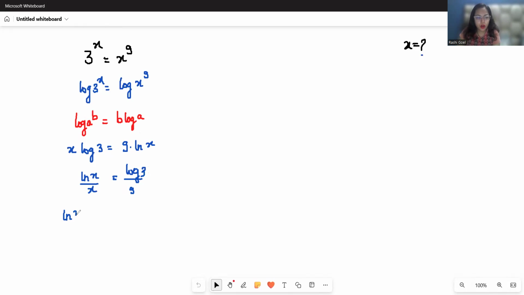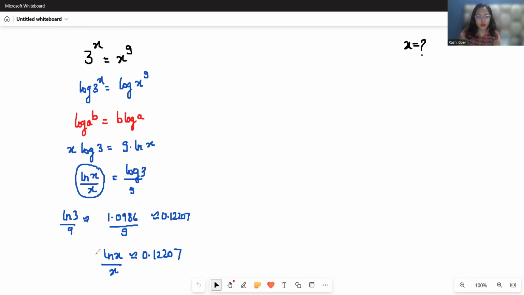Now if we compute log 3 by 9, it is approximately 1.0986 by 9. That is 0.12207. So we need to understand that log x by x must be equal to approximately 0.12207. So we have to find multiple values. This equation can't be solved algebraically. So let's estimate x numerically.